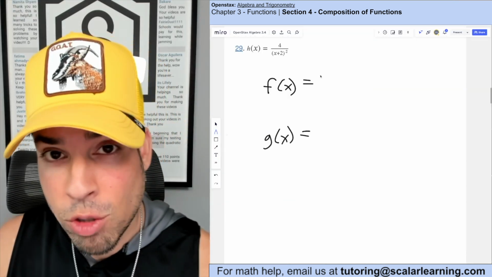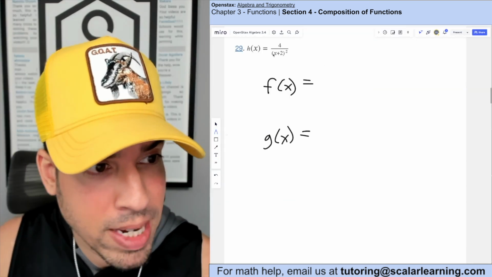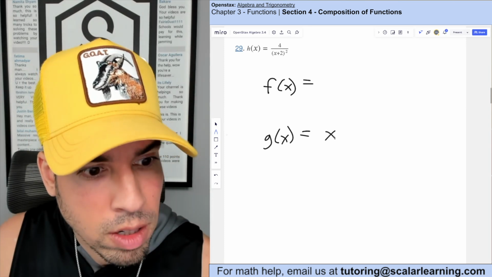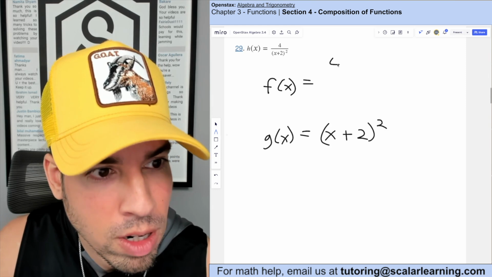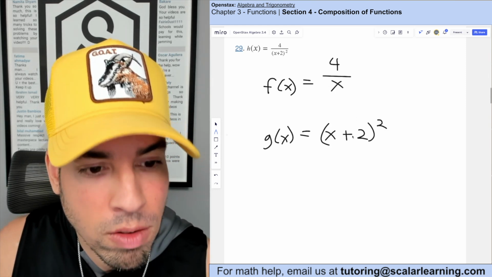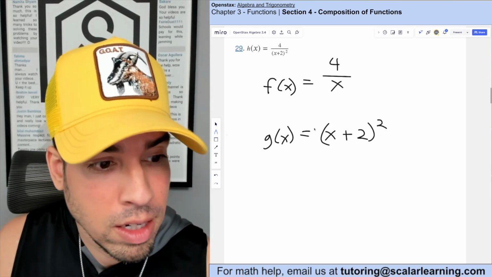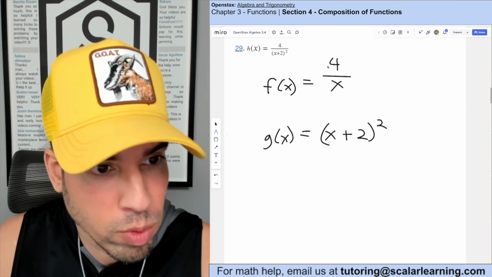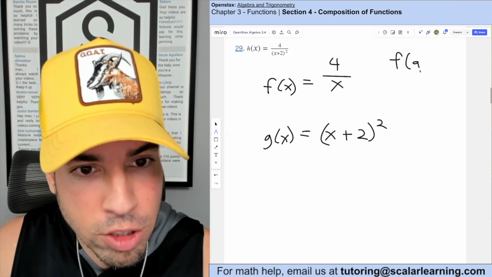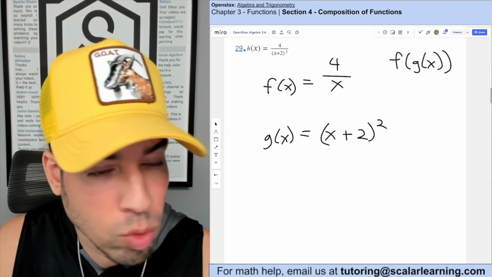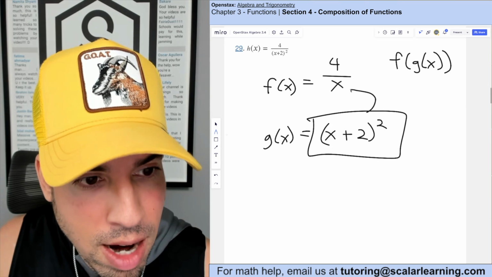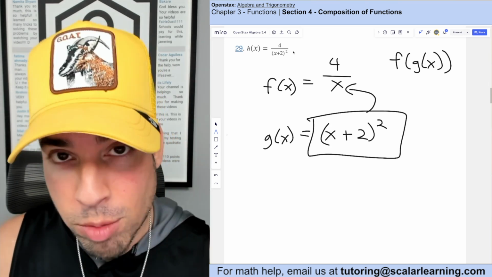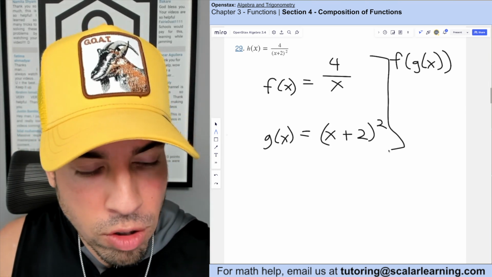Done. For this one, I'm going to keep it nice and simple. I'm going to make that entire denominator g of x. Okay, so we got x plus 2 squared. And then this one, I'm going to make it 4 over x. Now, the reason why this is nice is it's pretty straightforward. When I get f of g of x wanting to equal h of x, what am I doing? I'm plugging g of x in entirely for this x, and I'd get 4 over x plus 2 squared. Hence, these are your functions.